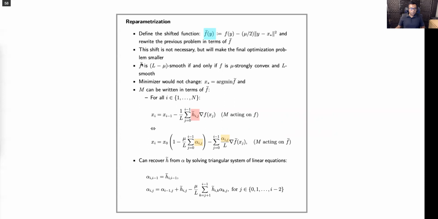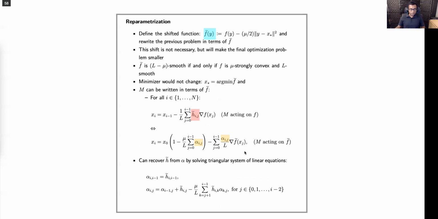Okay, so now what is the property of this f tilde? So f tilde is L minus mu smooth if and only if f is mu strongly convex and L smooth. One property that we are going to use is that if we define f tilde this way, then the minimizer of the previous function and the minimizer of this new function f tilde will be the same. Another interesting thing is that by introducing a new step size alpha, we can write m acting on f, which was this optimization problem, in the following format where m is acting on f tilde.